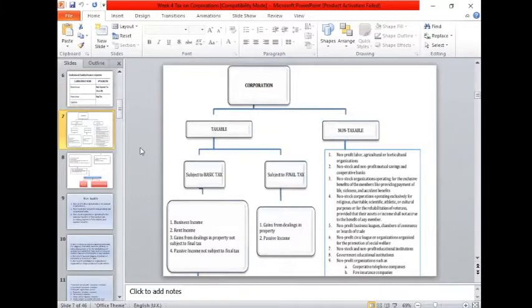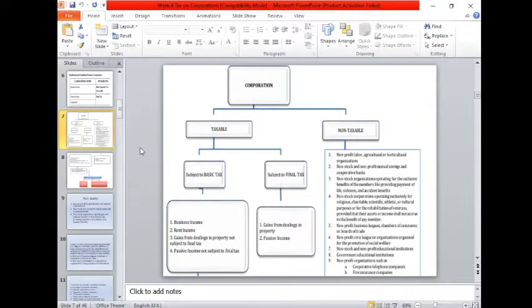Okay, look at the matrix of the organizational structure. There are some corporations whose income is subject to tax and some whose income is non-taxable. So let's proceed to the first one. What are the incomes which are subject to tax? Of course, we have the basic and the final tax. Under the basic or normal tax are the business income of the corporation, rent income, gains from dealings in property not subject to final tax, and even passive income which is not subject to final tax.